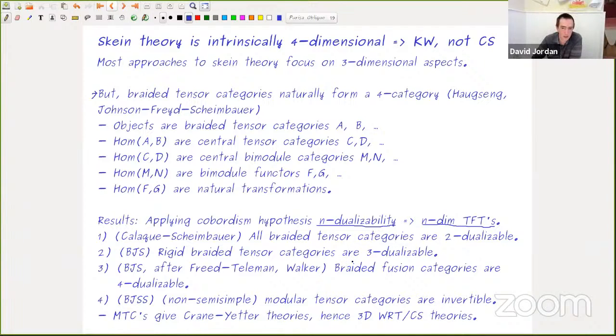And so we're studying Rep_q G, for instance, where q can be generic, it can be a root of unity. In that same paper, we showed, after Freed, Teleman, and Walker, who had given many illuminating talks on this, that braided fusion categories are four-dualizable. So this is a common pattern.